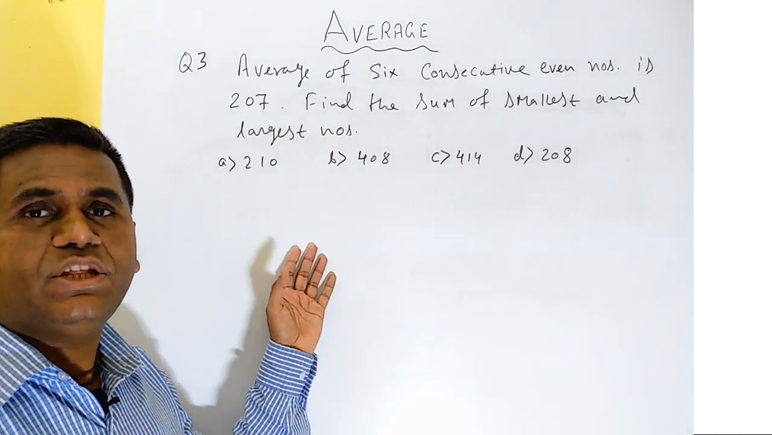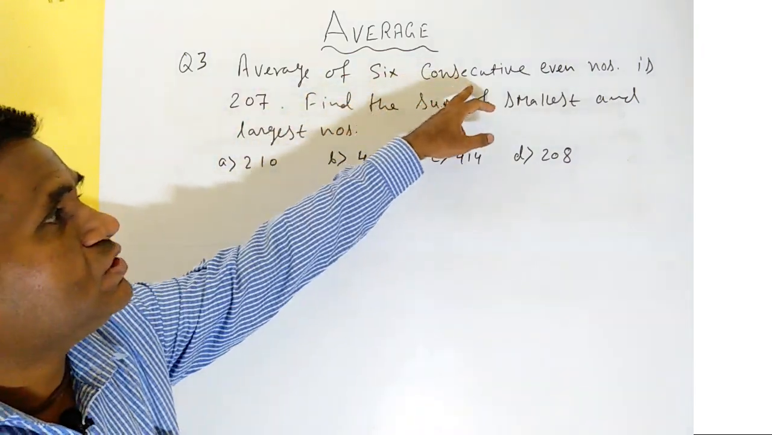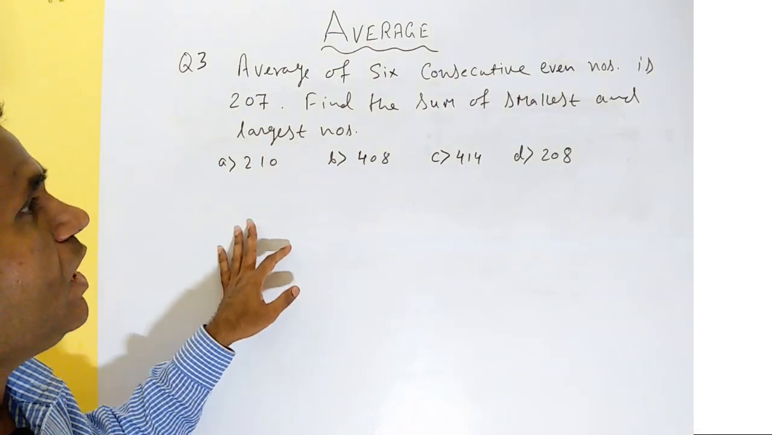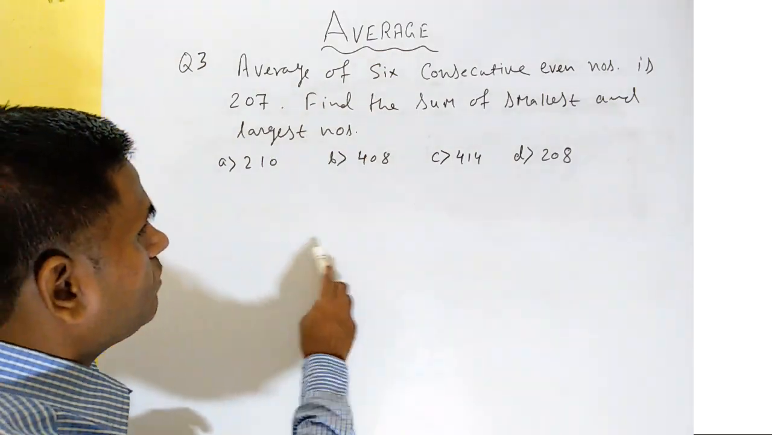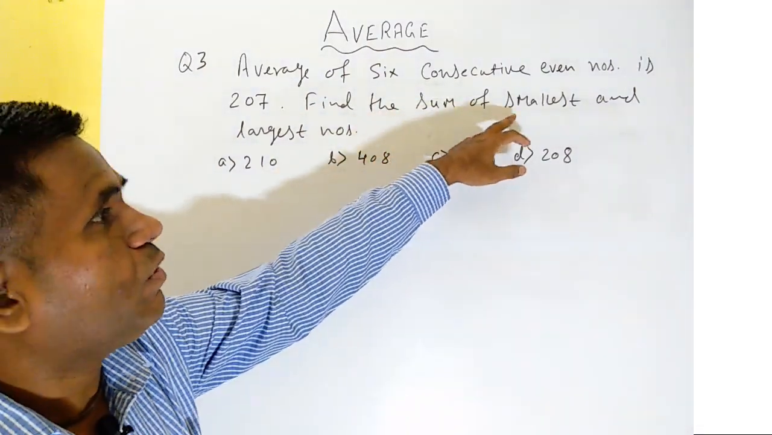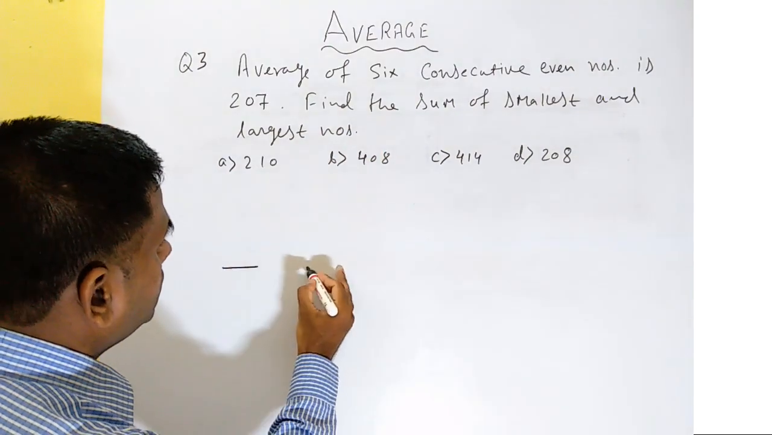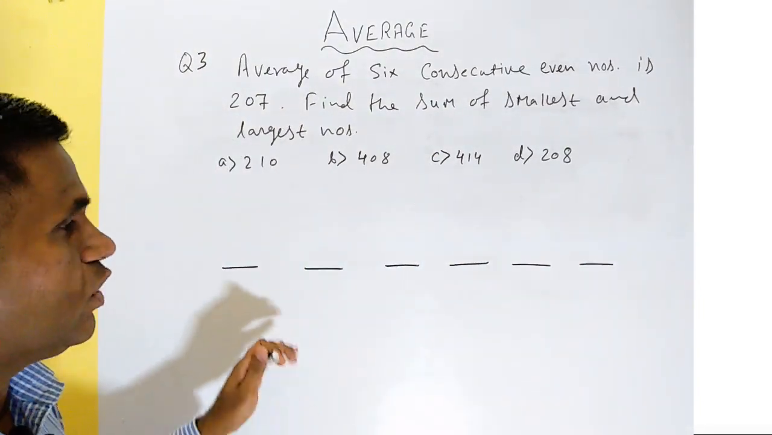So here I am ready with the next problem, friends. In this problem, you see, average of 6 consecutive even numbers. So we have to find even numbers here, and how many numbers are there? 6 consecutive even numbers. Once you are able to find the numbers, you have to find the sum of smallest and largest number. So how do we do that? 1, 2, 3, 4, 5 and 6. So we will draw 6 lines.